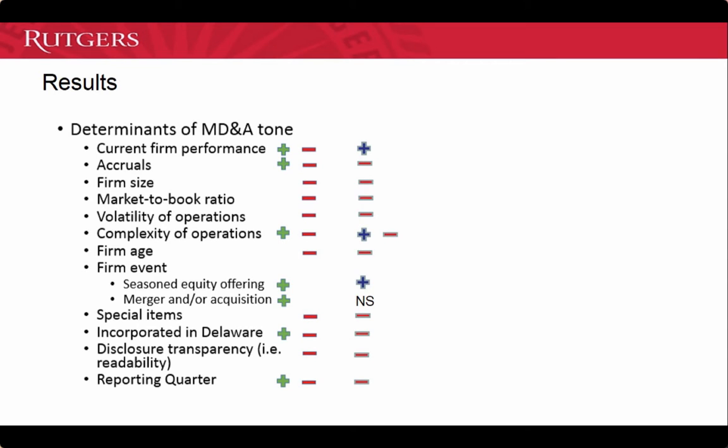So here are the results on the determinants of the tone. So current firm performance, positive relationship. Accrual is negative. Hey, that's what you said. Lou, you were adamant about that one. Firm size, negative. So any surprises here? No big surprises. Very good job for Dr. Lee.